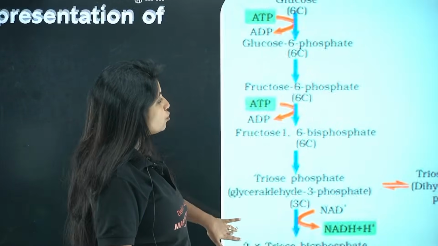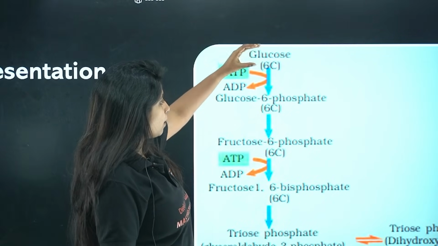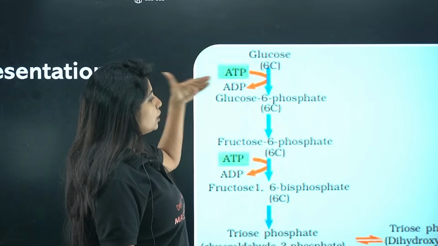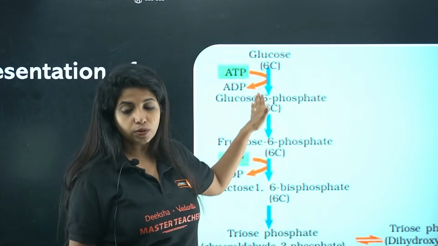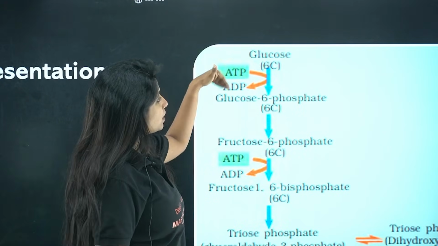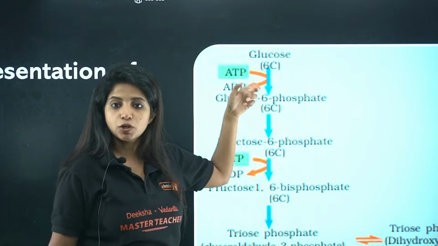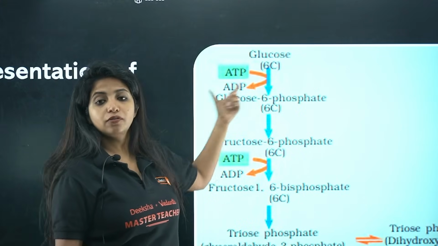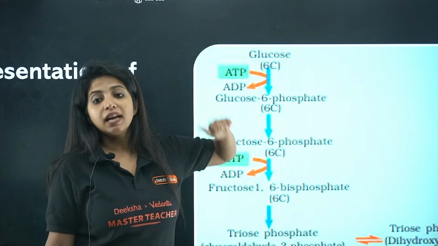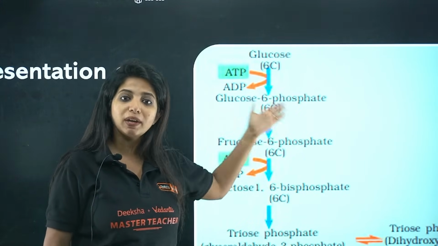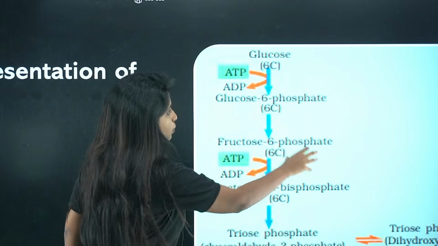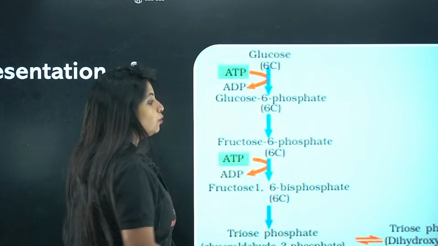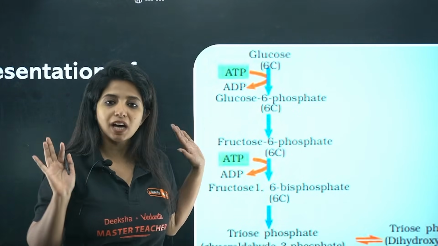So how do you show that? First of all, glucose, which is a 6-carbon compound, you convert into glucose 6-phosphate. You have spent some energy over here in the form of ATP, which is why a phosphate group is added here. So at the 6th position you have the phosphate group. Now you have to make it more reactive, which is why you convert it into fructose 6-phosphate. So glucose 6-phosphate is now converted into fructose 6-phosphate. It is a 6-carbon compound itself.